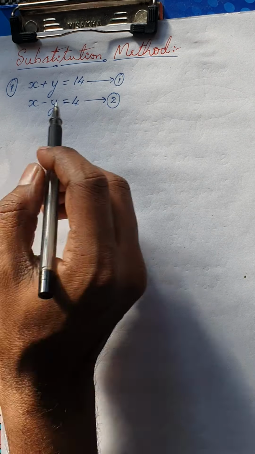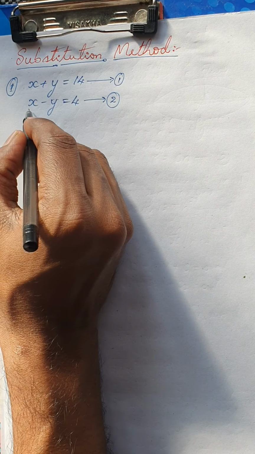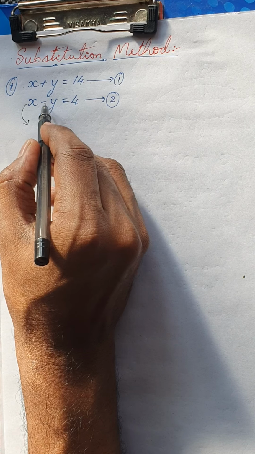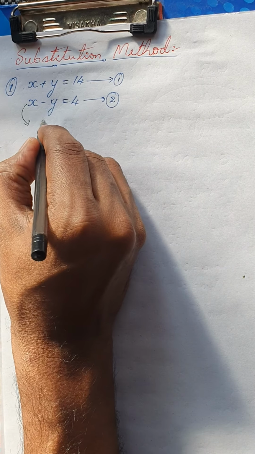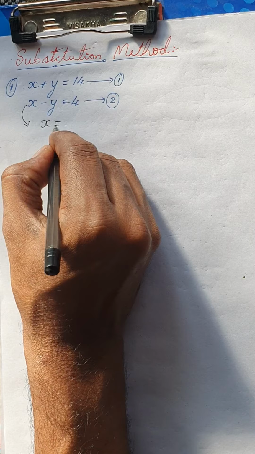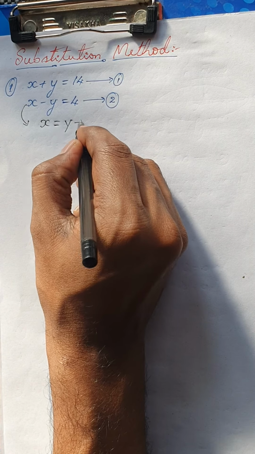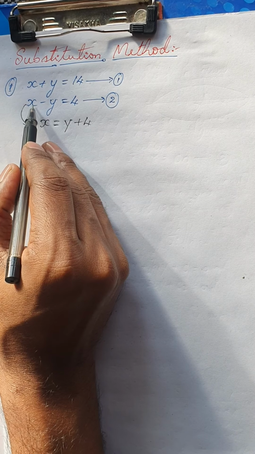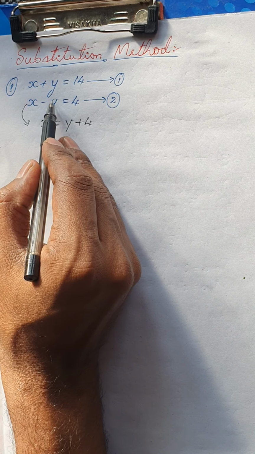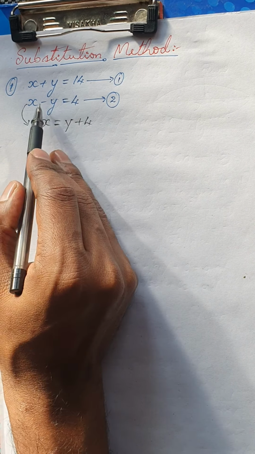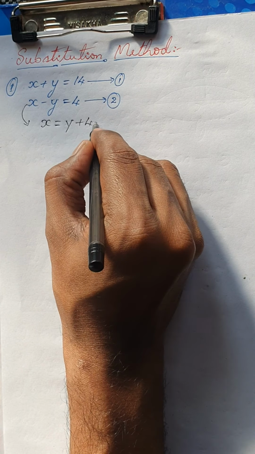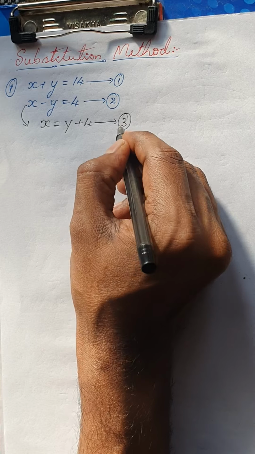Now see how I'm going to write equation 2. From equation 2, if I shift y to the right hand side, I will get x is equal to y plus 4. Is it clear? So let me take it as equation 3.